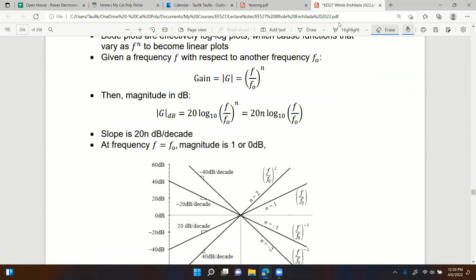So let me just write it down. Single pole, a single zero, and this last one, I'm not sure if you've heard it before. It's called the right half plane zero.